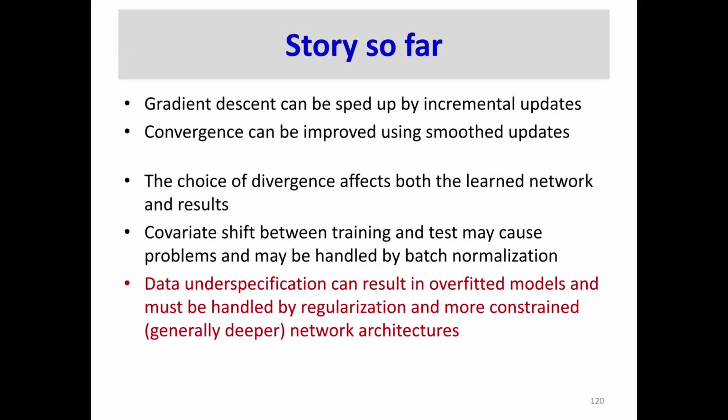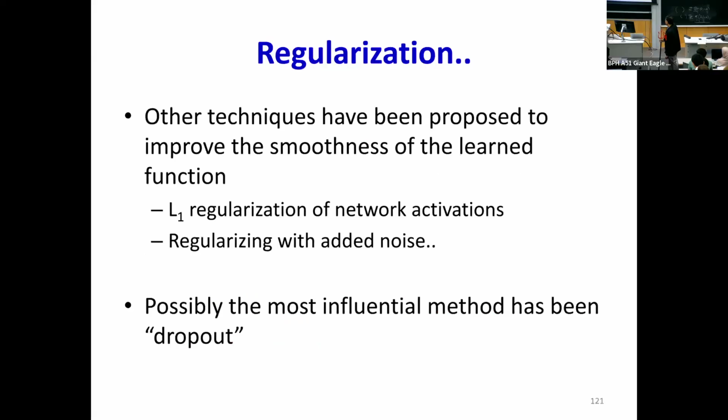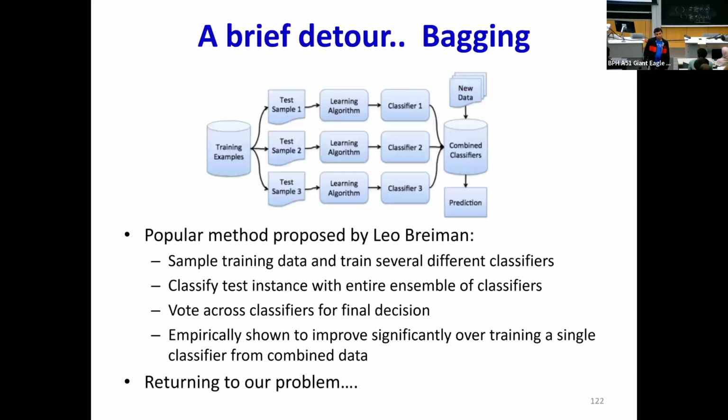Okay. So now there have been other techniques that have been proposed to improve the smoothness: L1 regularization of network activations, regularization with added noise. But I'm going to spend the last 9 minutes talking about the next most influential procedure, which is dropout.